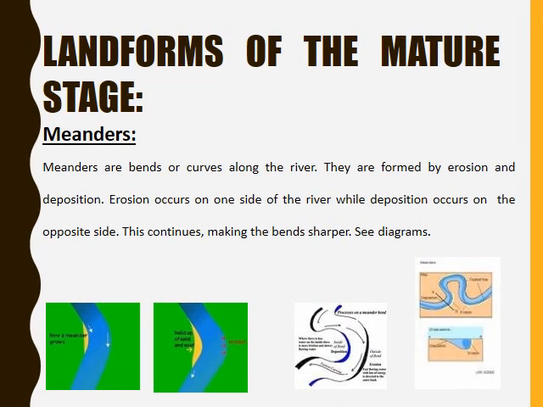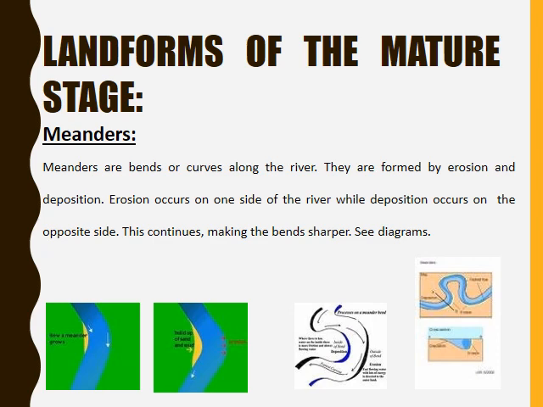Landforms of the mature stage. Meanders. Meanders are bends or curves along the river. They are formed by erosion and deposition. Erosion occurs on one side of the river while deposition occurs on the opposite side. This continues, making the bends sharper.